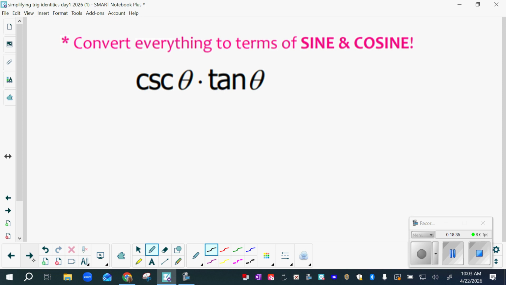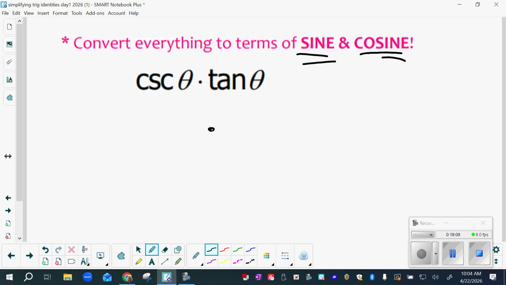So one of the biggest hints I can give you is this. Let's use words that we like. And the 2 words that we really like are sine and cosine. So could you do me a favor, please? Can you rewrite these 2 things? They are times together. Can you write cosecant with the words sine or cosine, and can you write tangent with sine and cosine? Where do I get those from? My reciprocals.